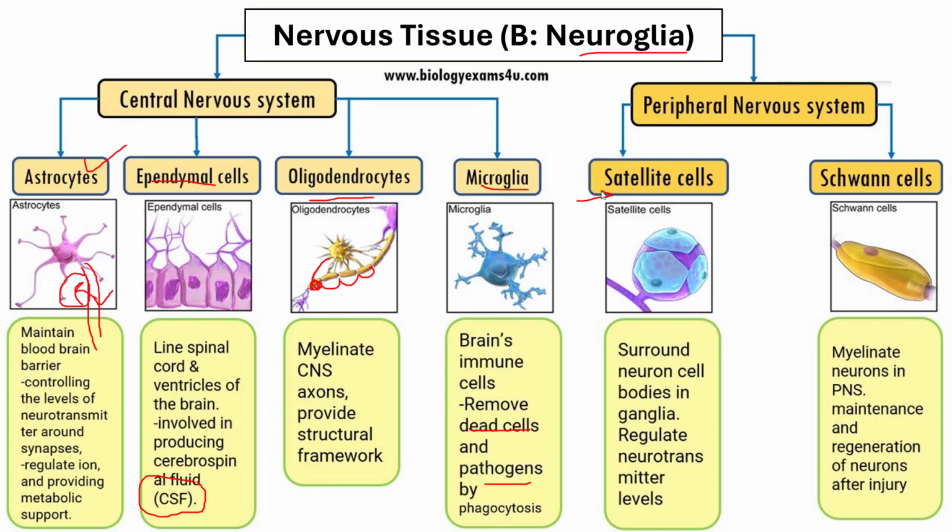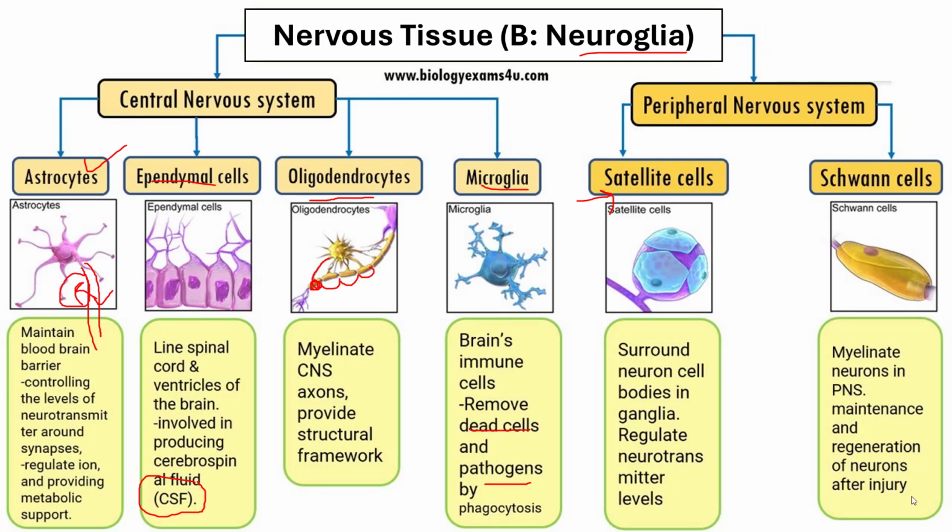Then we have satellite cells. These cells regulate the neurotransmitter levels, and any changes in neurotransmitter level are related to so many psychological issues which people face. For example, depression, anxiety, and hallucination. So these symptoms are regulated by the neurotransmitters.